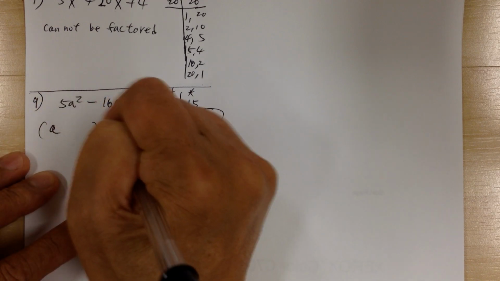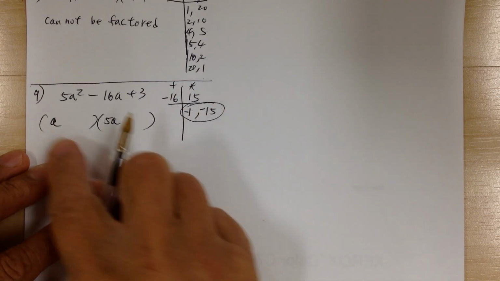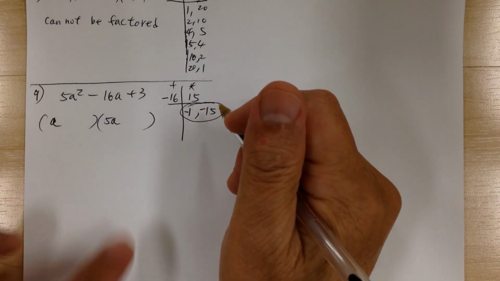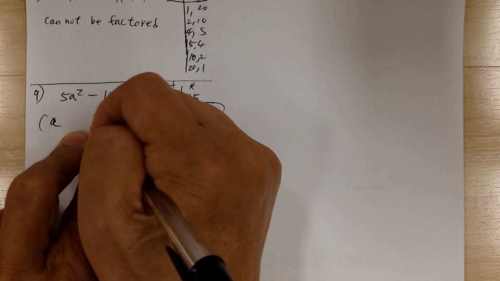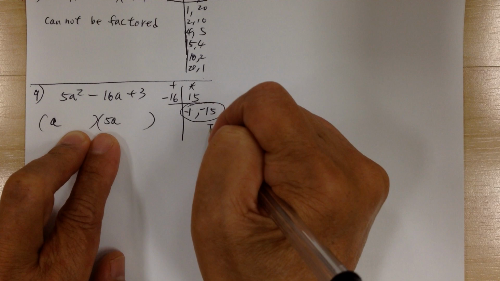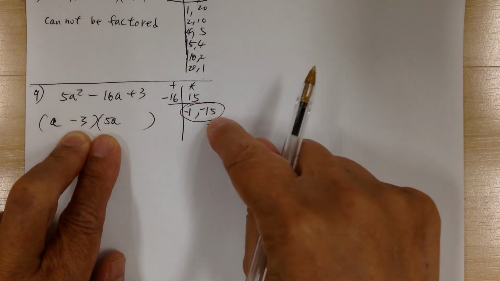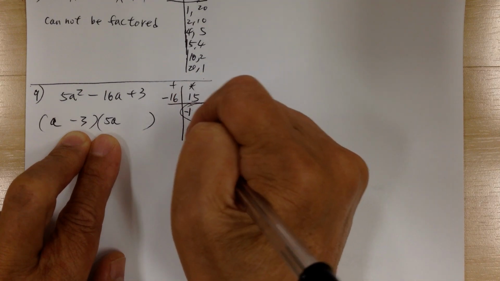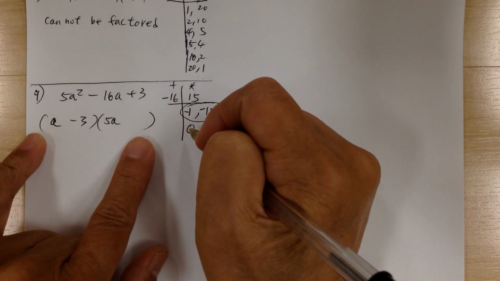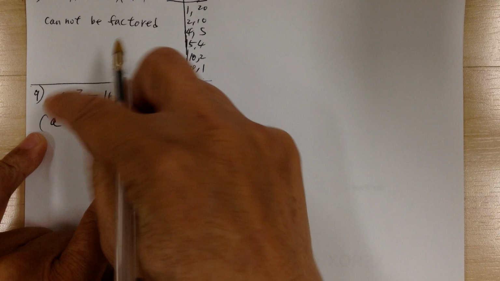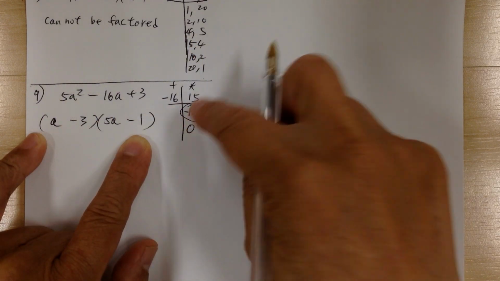A and 5A, right? Undo the first term, so that's the F. You have to do O and I. So do the inside, always do the big number first. So this would be the inside, so it'd be minus 3, right? 5 times negative 3 gives you negative 15. And this would be the outside, so this would be minus 1, right? 1 times negative 1 gives you negative 1.